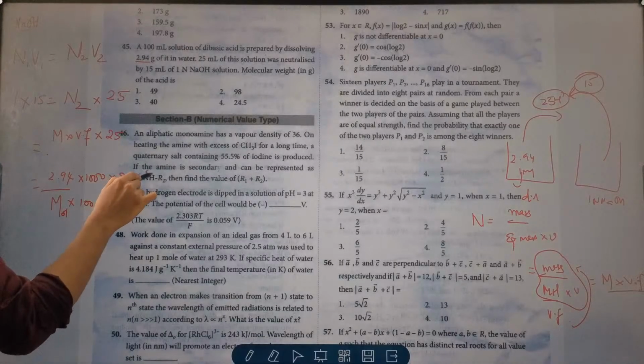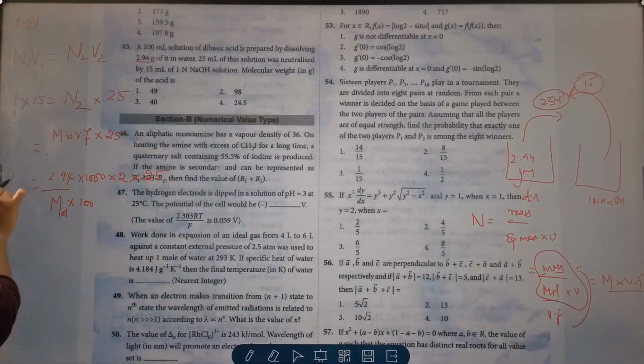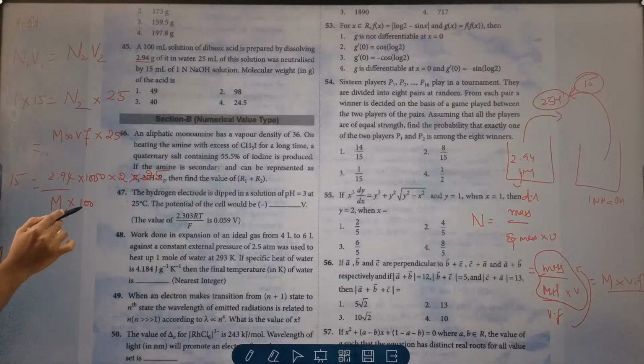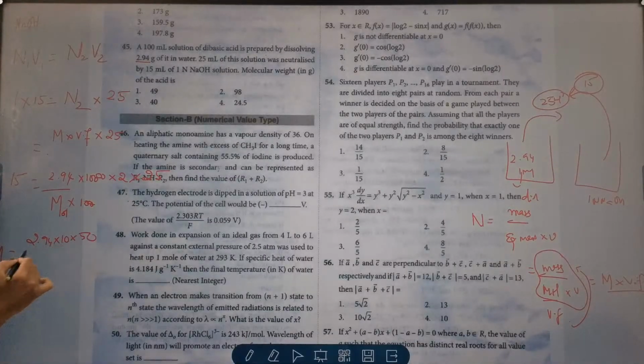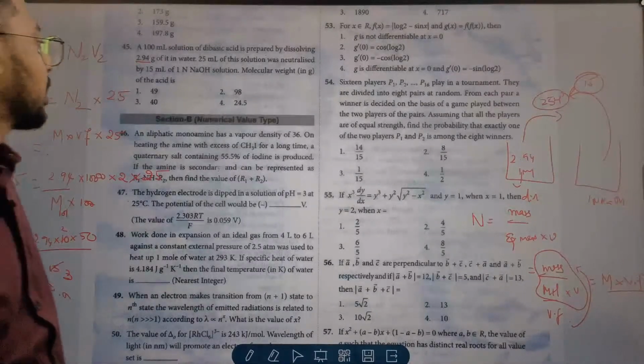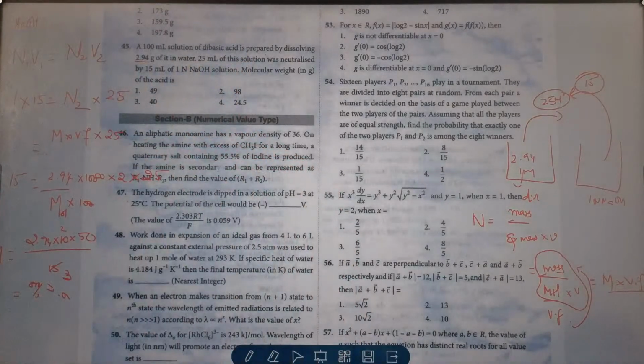And we also have 25 here, and here it is 15. On solving this, molecular mass, so it is 10. So 2.94 multiplied by 10 into 50 divided by 15. Okay, so it is 100. 100 into 2 is 200. Almost 3, that is 300. 300 divided by 3 is approximately, more or less, 100. See, it's taken as 3. This is 2 into 50 is 100.